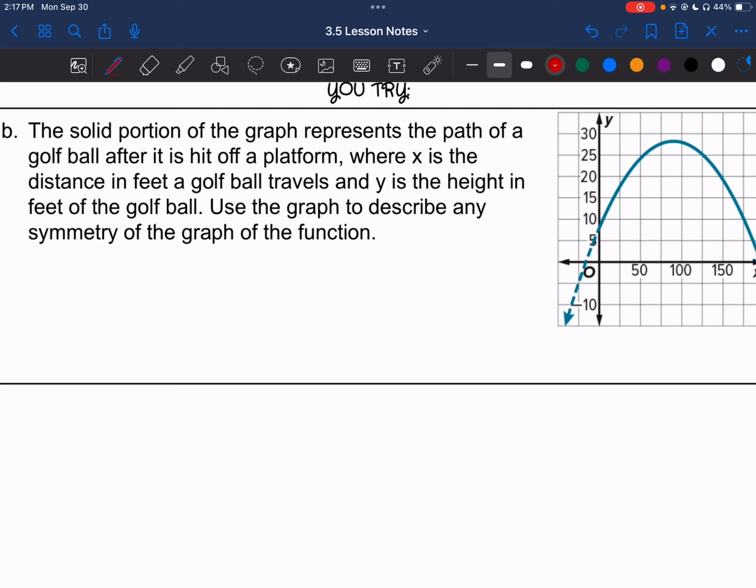So I do see some symmetry here, and it's right about here. So this is going to be an approximation, and I'm going to say that that line is approximately at x is equal to 90.